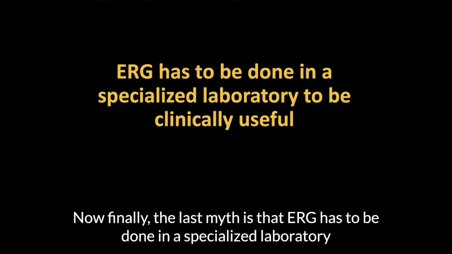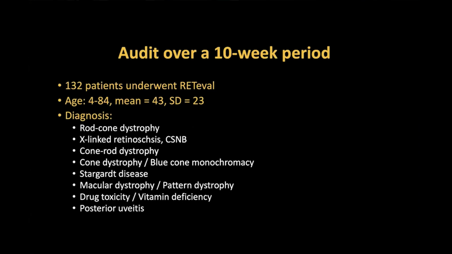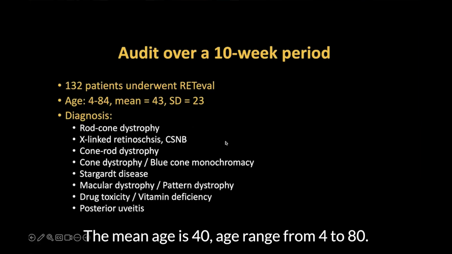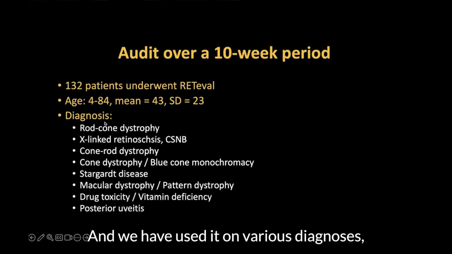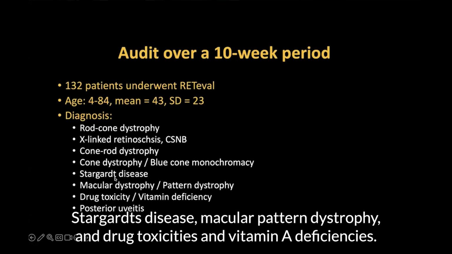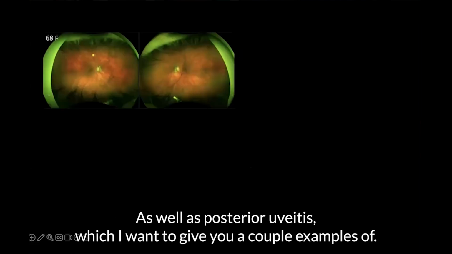Now, finally, the last myth is that ERG has to be done in a specialized laboratory to be clinically useful. Over the last 10 to 11 weeks, we have now performed over 130 patients, now probably 150 patients, using the RETeval handheld device. The mean age is 40, age range from 4 to 80. And we have used it on various diagnoses, including rod cone dystrophy, X-linked retinoschisis, cone rod dystrophy, Stargardt disease, macular pattern dystrophy, and drug toxicities and vitamin A deficiencies, as well as posterior uveitis, which I want to give you a couple of examples of.